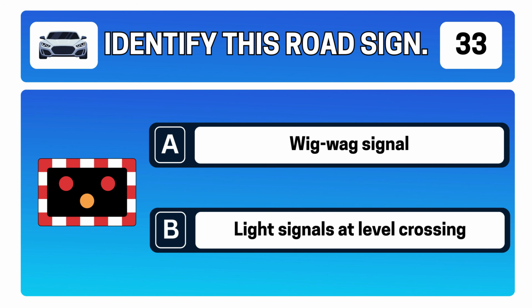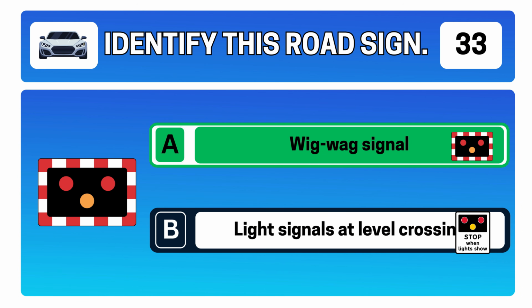Identify this road sign. A. Wigwag signal. B. Light signals at level crossing. Correct. It is the wigwag signal sign.